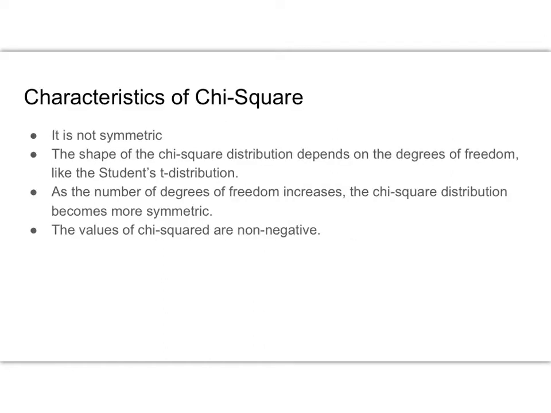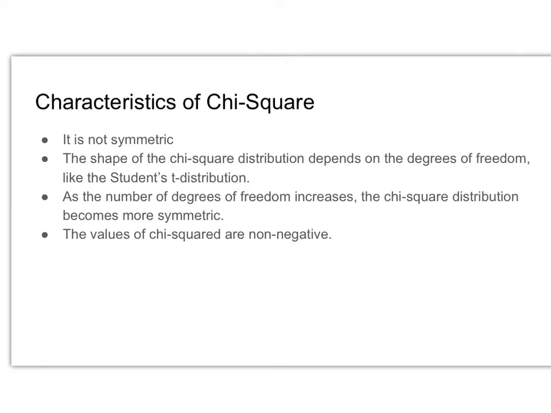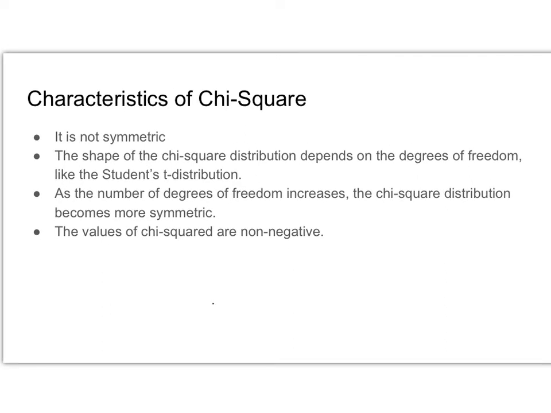So this test is called a chi-square test. It's not symmetric like our other tests. The shape of a chi-square distribution depends on the number of degrees of freedom, just like the student t distribution. However, as the number of degrees of freedom increase, this chi-square distribution becomes more symmetric. The values of chi-square are non-negative. That means that all of our chi-square values are positive, and the symbol for chi-square looks like a funny x squared. So that is the symbol for chi-squared.